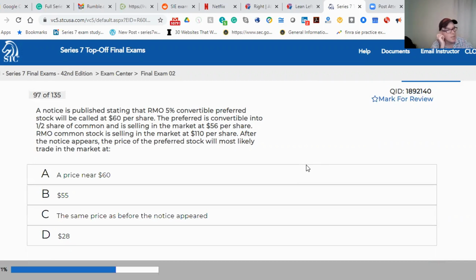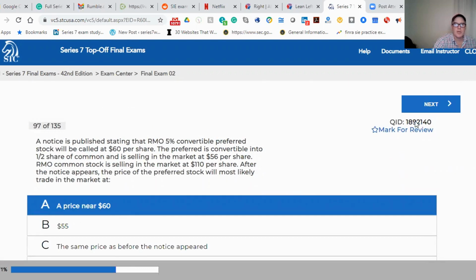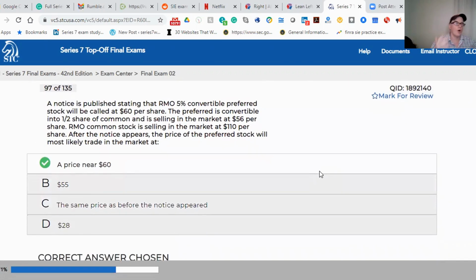Okay, so what happens is the stock will move. Usually the stock will move to where it's being called. After the notice appears, they're going to convert to half a share of common and it's selling in the market at 56. Oh, it should be trading at 60. I think that's what it's going to be because it should be called. Okay, I think that's the answer. Because usually what happens is when they call, so if your stock's trading at 56 and they announce a call, then obviously the company's willing to pay 60. So anyone who bought it below 60 would be automatically walking into a profit. So you would buy stock at anywhere up to $59.99, knowing that you'd make a profit.